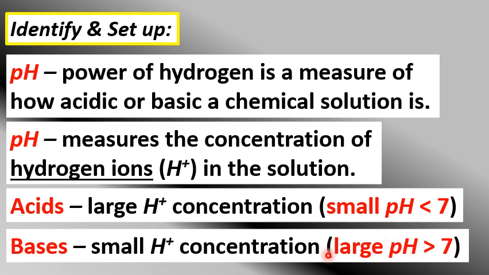A pH equal to 7 corresponds to a positive hydrogen ion concentration of 1 times 10 to the negative 7 mole per liter, and pure water has a pH of 7, so it is considered a neutral substance, meaning the positive hydrogen ion concentration in water is just equal to the negative hydroxide ion concentration.